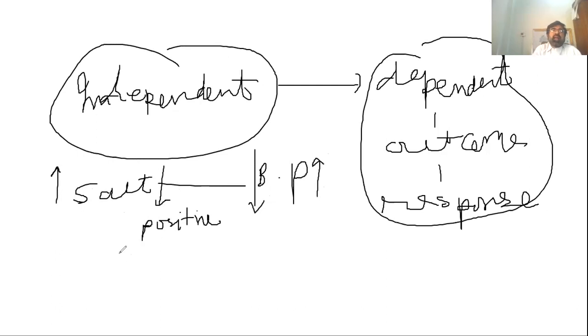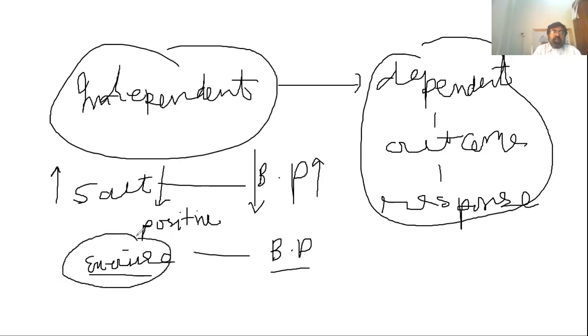There may be a negative correlation or relationship between the two variables. For example, exercise and BP. Here, exercise is an independent variable and blood pressure is a dependent variable. If you change exercise, the number of hours you exercise, if you increase the hours, that will automatically decrease the blood pressure. If you have a sedentary lifestyle and there is no exercise, that may increase the blood pressure. So there is a negative relationship between these two variables.